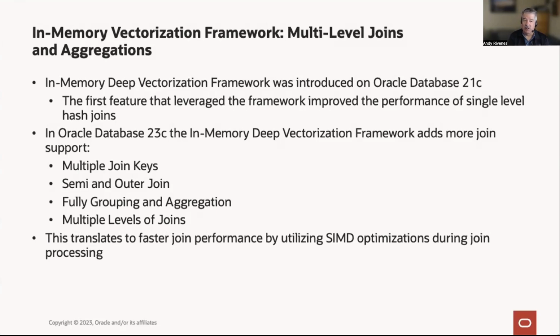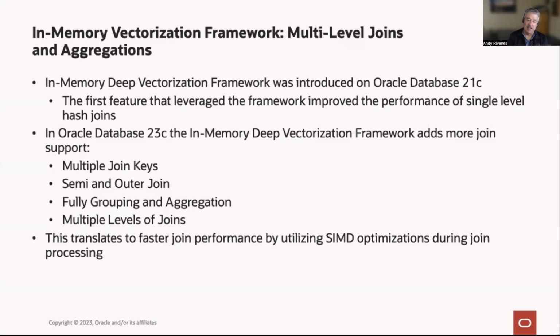So multiple join keys, semi and outer joins, full grouping and group by aggregation, and multiple levels. The multiple levels is kind of neat, because now we can take a row source and join and still leverage SIMD vector operations to do the join. Previously we got benefits in hash joins with Bloom filters, in the sense that we could do the join during the scan operation.